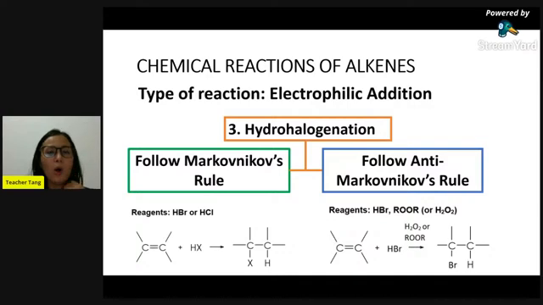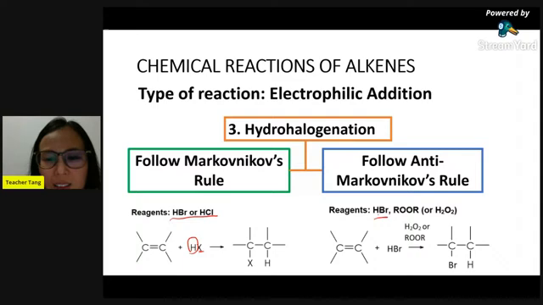So then we move on to look at hydrohalogenation. Hydrohalogenation follows Markovnikov rules. If the reagent is HBr or HCl, it will follow the Markovnikov rules where the hydrogen atom will go to the carbon which has more hydrogen, and the X will go to the carbon that has less hydrogen.